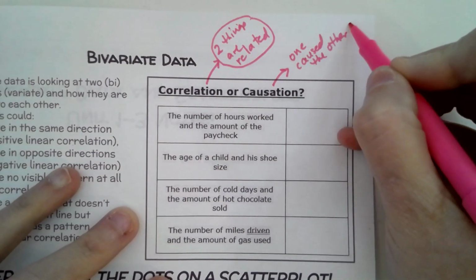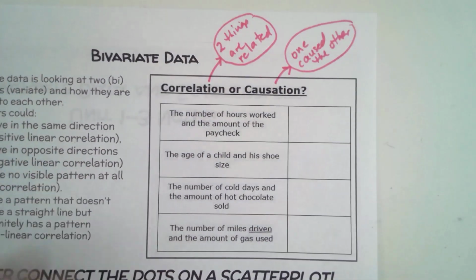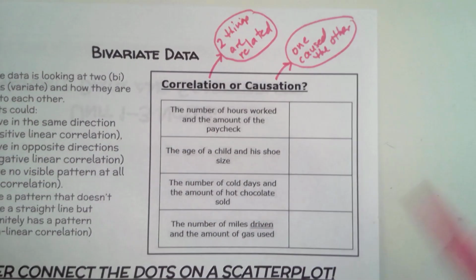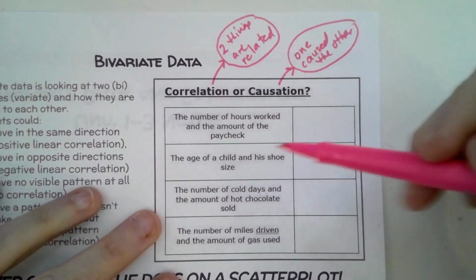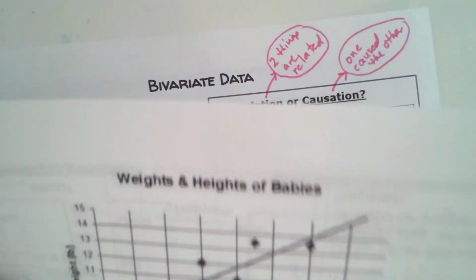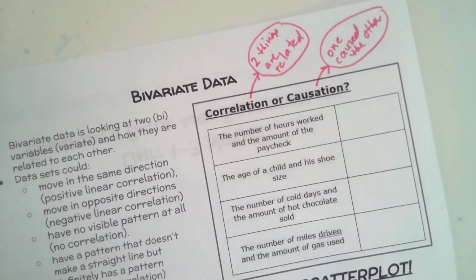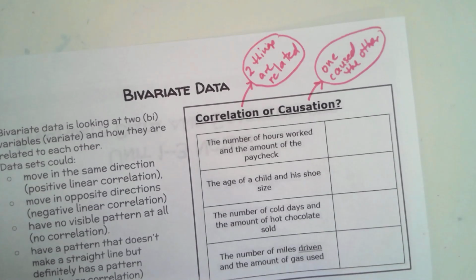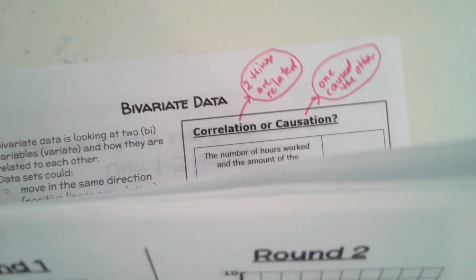Okay, so when we say that one caused the other, we're saying that those two things are not only related. Let me give you an example of what I mean by this. I'm going to just scoot a couple of pages. Maybe I don't have one that says that. I don't think I put that one down.